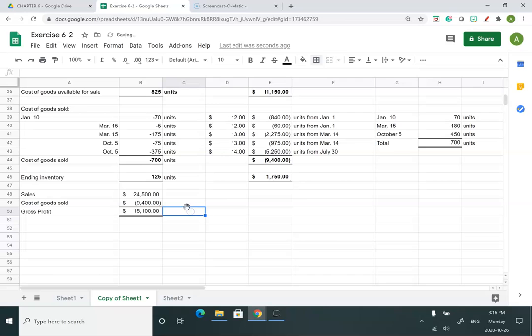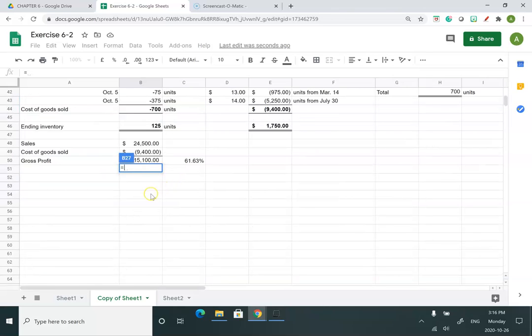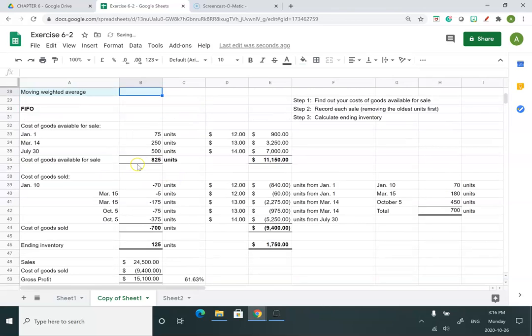We can even take this one step further and figure out the gross profit percentage, which would be your gross profit divided by your sales. And that's expressed as a percentage. So let's go ahead and move this gross profit number up. So gross profit under FIFO is 15,100.